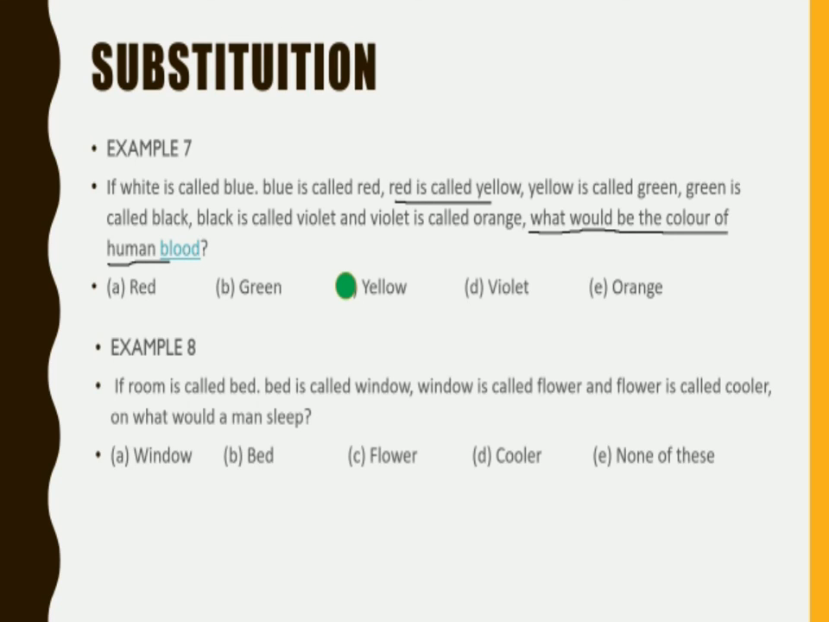Solve the second example by yourself. If room is called bed and bed is called window and so on, what would a man sleep on? A man sleeps on the bed. A bed is called a window. So the answer is window.